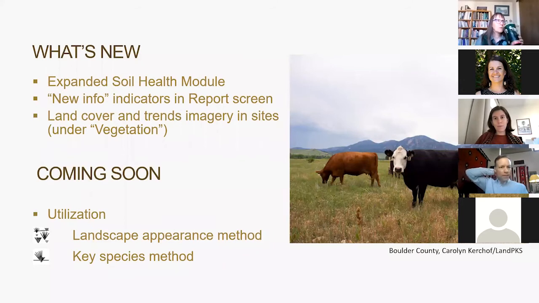So what's new? We've got an expanded new soil health module coming up. New info indicators on the report screen, as Terry pointed out, with that little leaf that tells you where you've got some information that's popped up. Sometimes it doesn't load right away. It takes a little while for things to load. So when you do have new information, you'll see the leaf popping up. Land cover and trends imagery in sites. So basically we're giving you access to NDVI processed data for your location. So instead of having to go online and find that, it will actually bring up the imagery for your location. And that's under the vegetation report. And we're currently working on development of a utilization module.